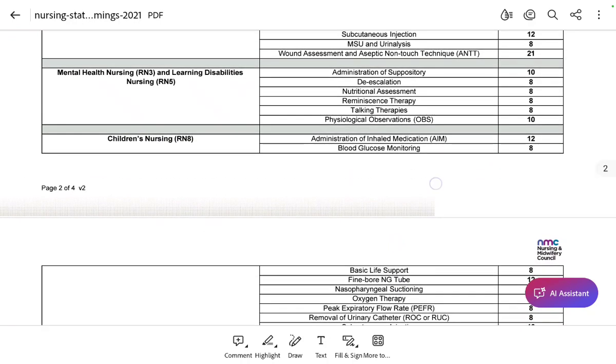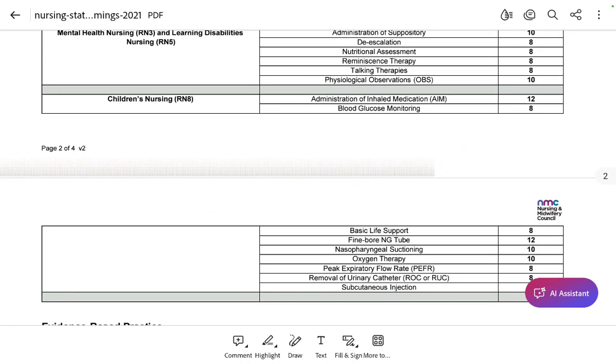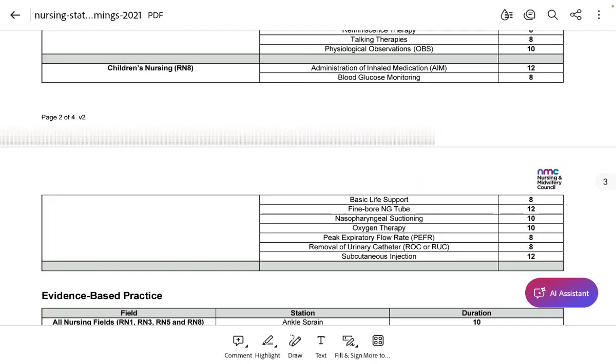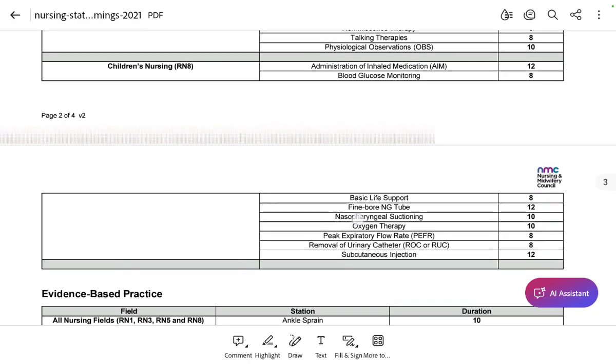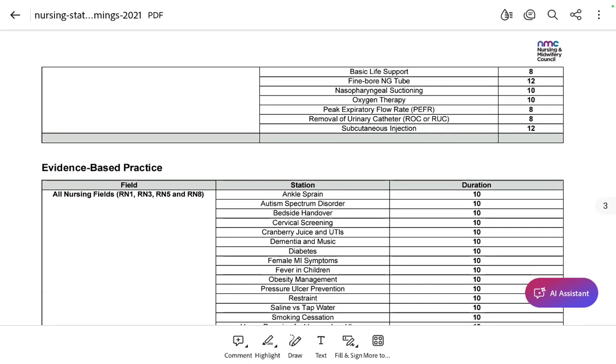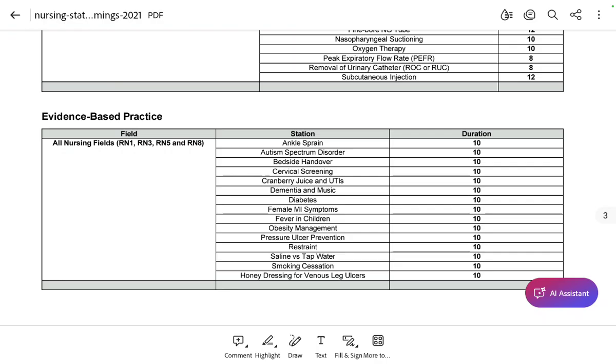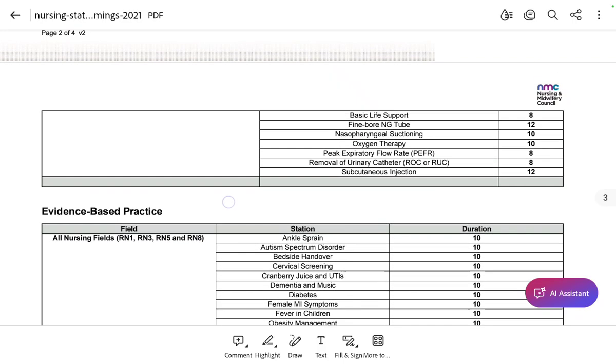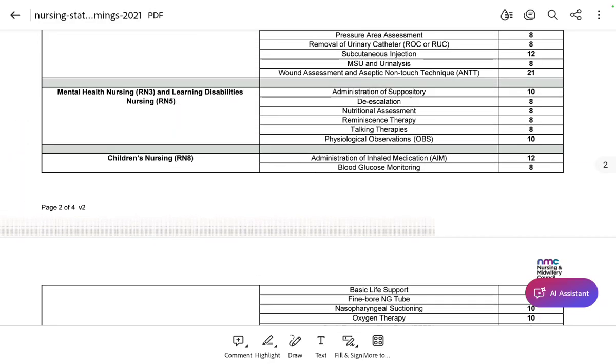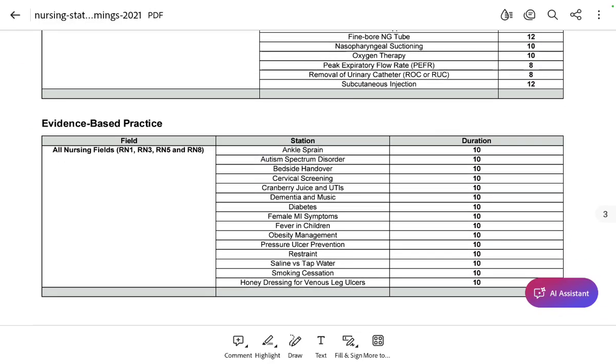skills. You will have to demonstrate 4 out of these skills. So you will demonstrate 4 out of 9. Then there will be one station, only one station for the evidence-based practice. This goes for all nursing fields, adult, children, mental health or learning disabilities.